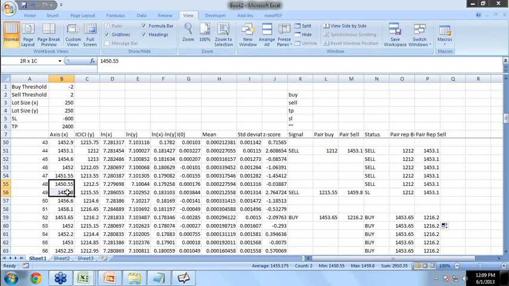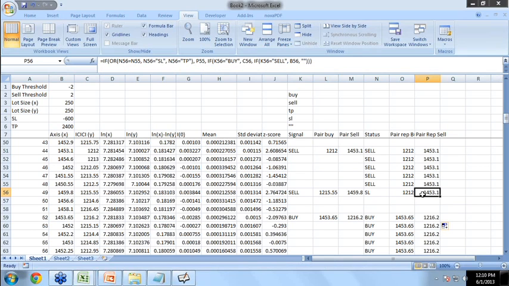So you can see that the thing that we had sold, 1453.1, has gone up significantly. There was a gap of almost 9 rupees. So that's why our stop loss was hit.